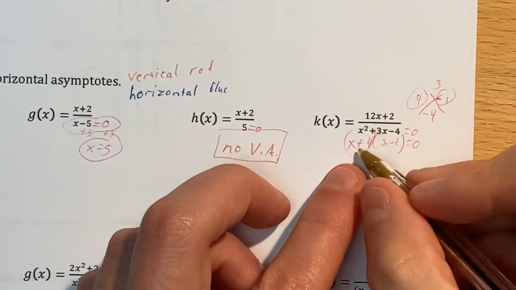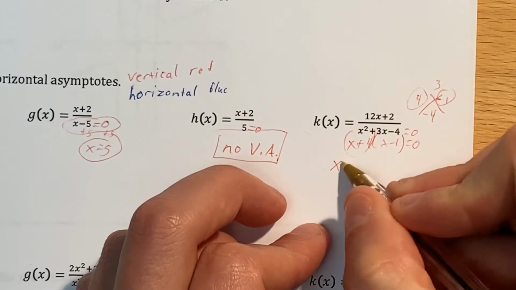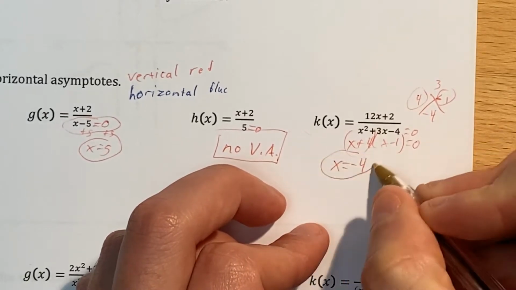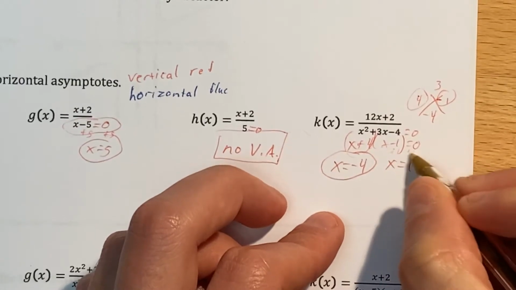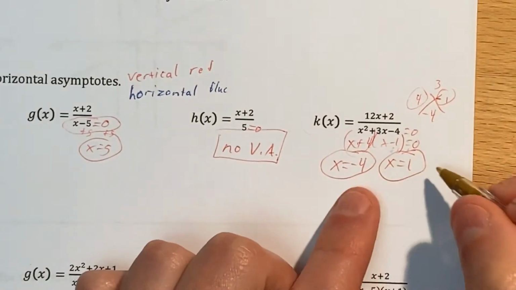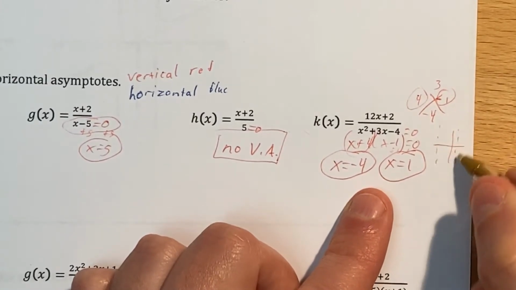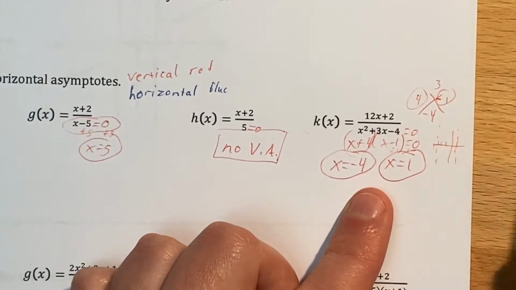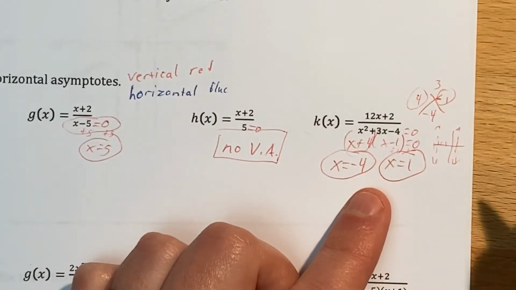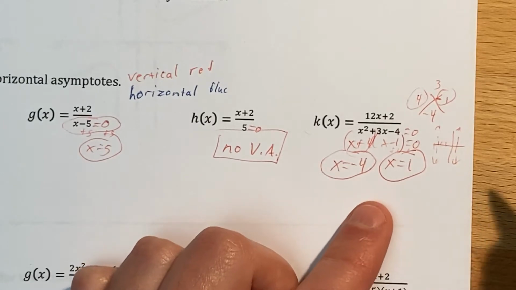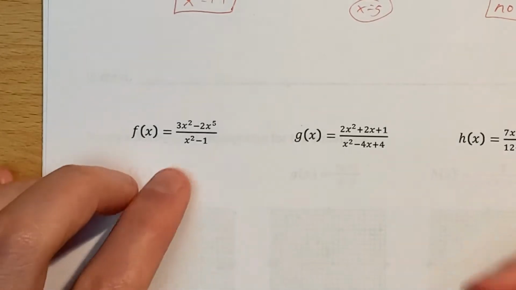And when you set each of these equal to 0, if x plus 4 equals 0, you would subtract 4 to get -4. Or in this one, you would add 1 to get x equals +1. So this would actually have two vertical asymptotes, one at -4 and the other at +1. Something like that, which is possible. Rational functions look really weird. Yeah, they really do. You'll get to see that.